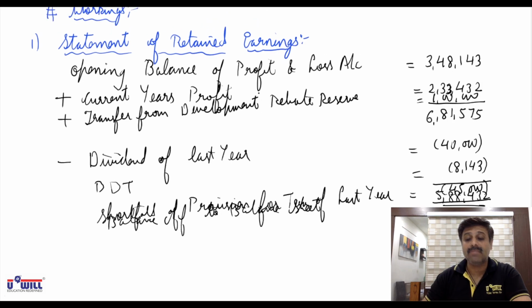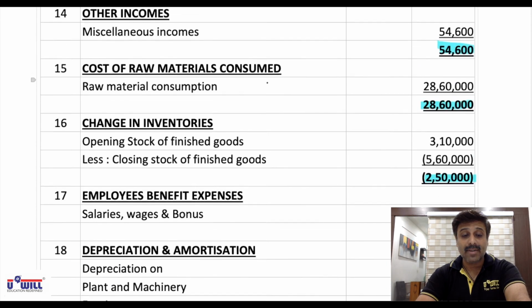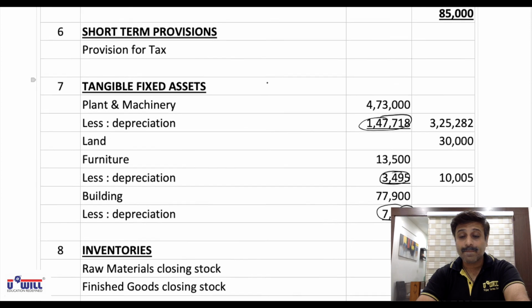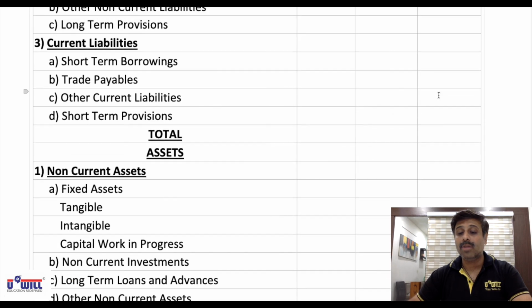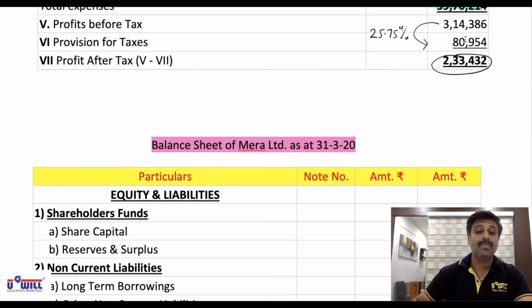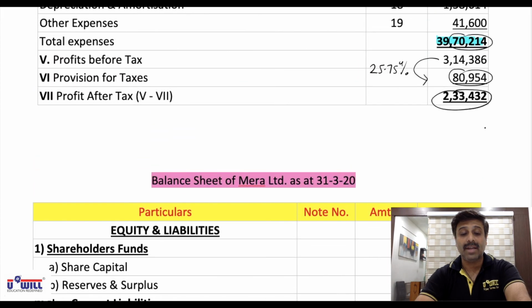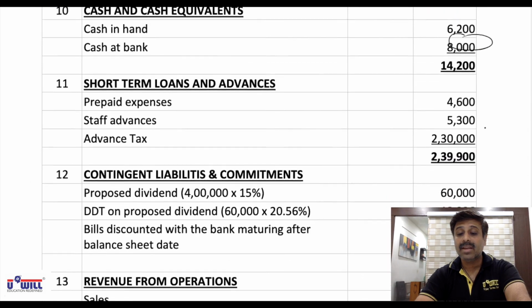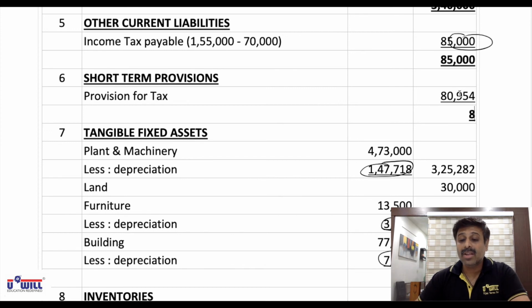Now we'll make the balance sheet items. So pending items first we'll record. First 5,88,432, write it in reserves and surplus. So total will come to 6,88,432. And in provision for tax, we have to show which amount. Here we have got provision for tax of 80,954. So provision for tax will come in short-term provisions, 80,954. And total will also be 80,954. Okay. So all the items have been recorded.